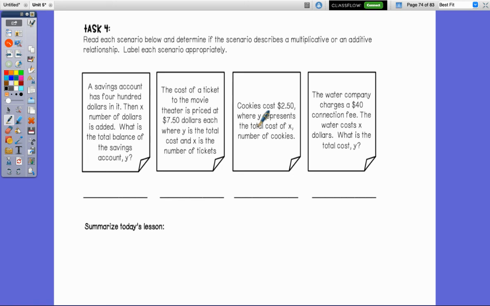Okay, task 4 is what you are going to practice on your own. You're going to read each scenario below and determine if the scenario is multiplicative or additive, and then label each appropriately with the equation. You're going to write additive or multiplicative. If you can write the equation, that is amazing. So I need the words additive or multiplicative, and then write an equation, and then summarize, because you know I like a good summary.